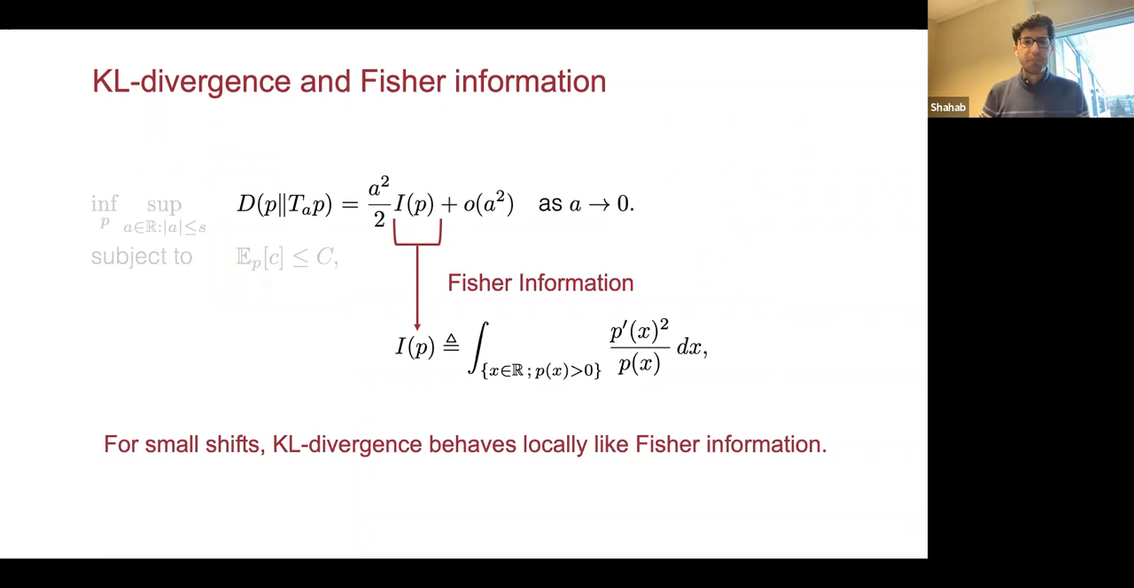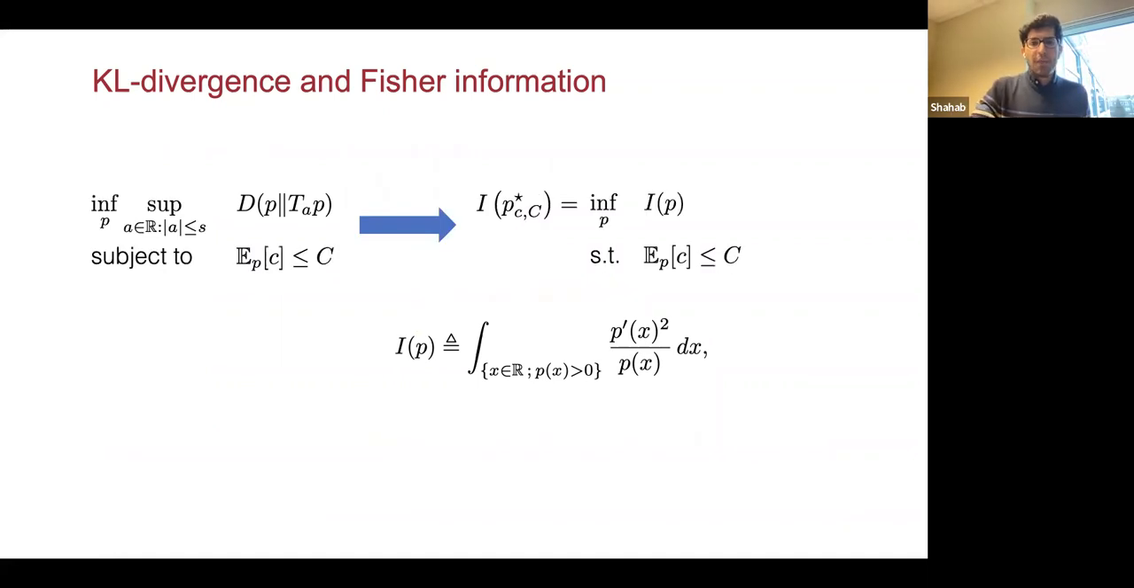Okay, so with this result, if you want to look at this optimization problem, we have to basically look at minimizing the Fisher information. So instead of solving this optimization problem, we have to solve this one. So we are minimizing the Fisher information subject to this utility constraint. And we call the optimal value, the optimal density, P_S star C. And then we will see that this is actually a unique optimizing distribution.